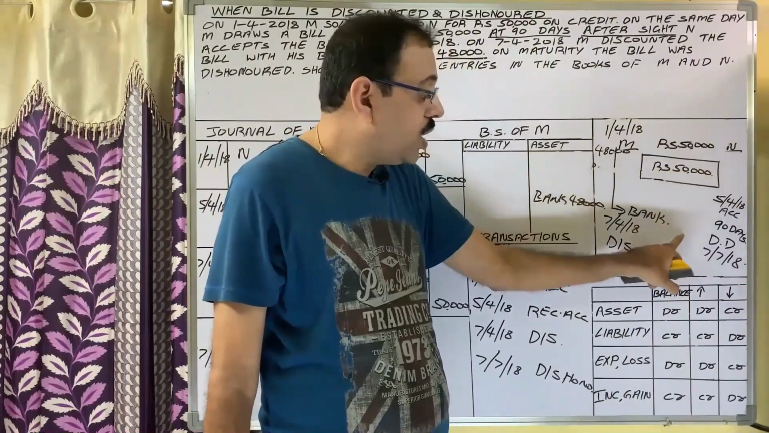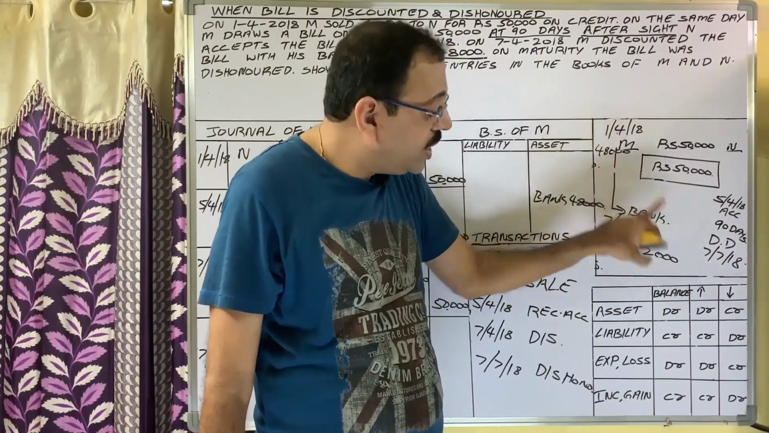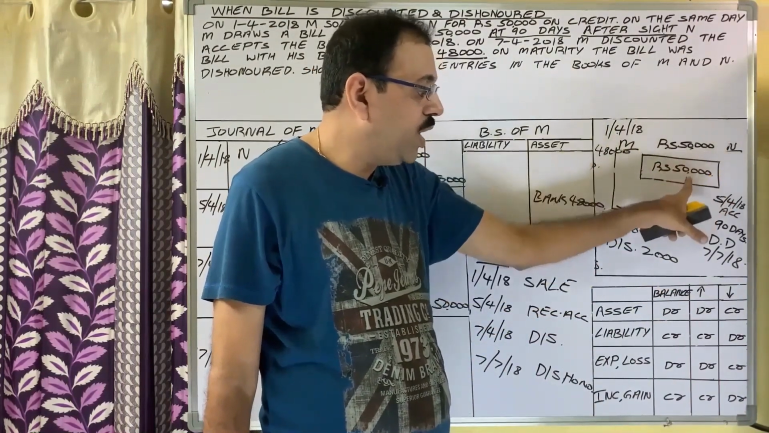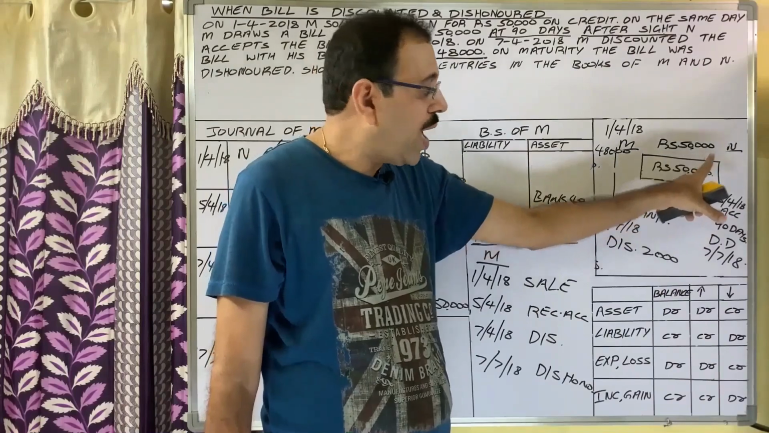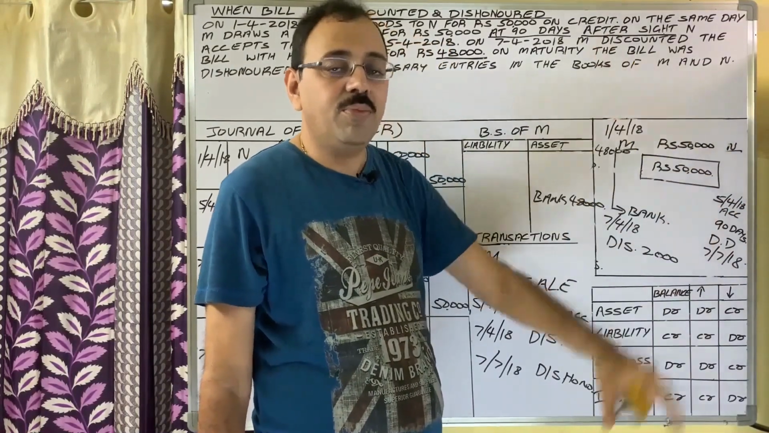As N dishonored the bill, what does the bank do? From M's account they deduct that bill amount. How much should they receive from N? Bill amount 50,000. Now as he is not paying, from M's account they will deduct that amount.